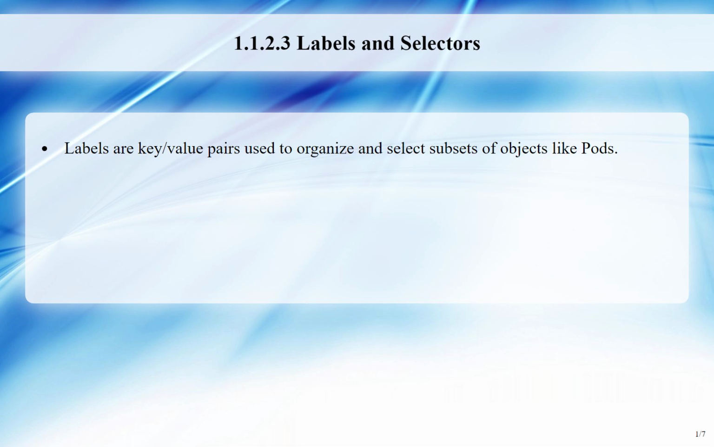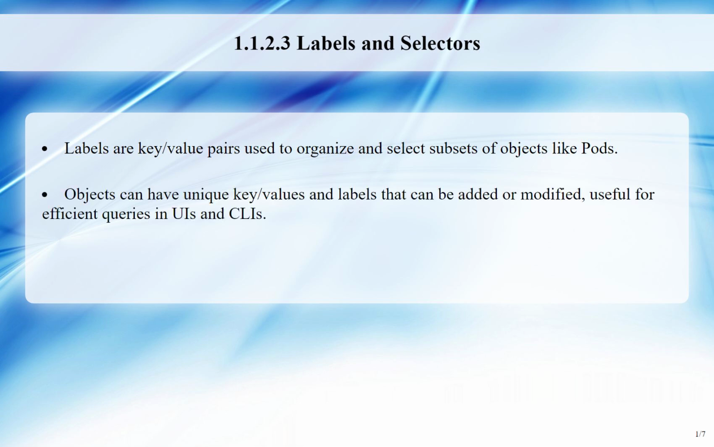Labels are key value pairs used to identify attributes of objects like pods. They are not directly related to the core system, but are helpful for organizing and selecting subsets of objects. Each object can have unique key values, and labels can be added or modified at any time. They allow for efficient queries and are useful in UIs and CLIs.